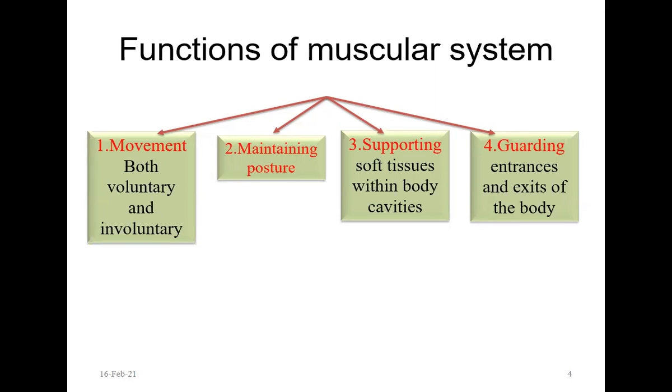One is they help in the movement, which is both voluntary as well as involuntary. Second is maintaining the posture. The third is supporting of the soft tissues, body cavities within the body inside, like, as I said, the stomach and intestines in the abdominal cavity, then by the muscle outside, which form the anterior abdominal wall. Then the guarding of any entrance, any openings will be guarded by the muscular tissue.